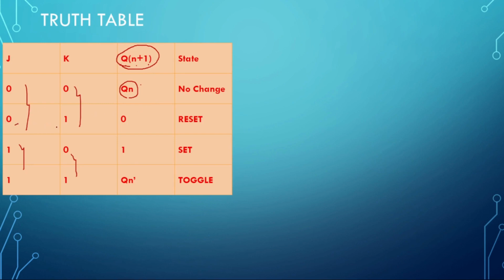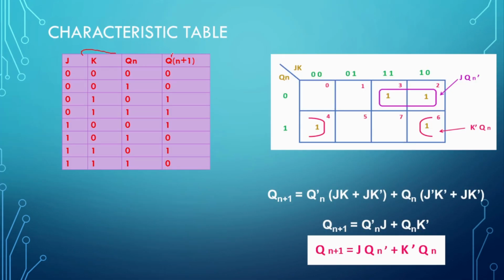Afterwards, 0 1 means the Qn plus 1, that is the next state output, will be 0. So it is in reset condition. And 1 0 means the output will be 1, and this is in set condition. If you give J 1 and K 1, both will be high, you will get the value of Qn dash, that is the toggle state. In the SR flip-flop, here we will have indeterminate, but here we will get Qn dash as the output.